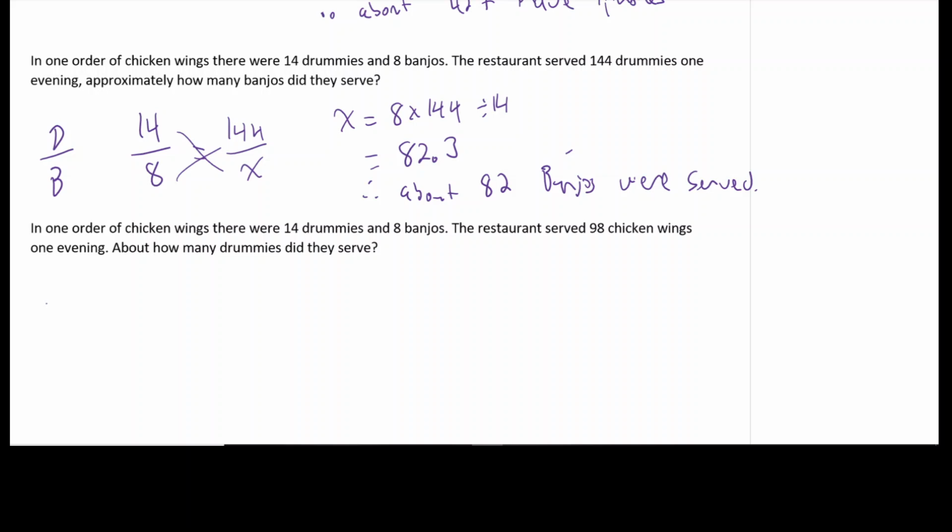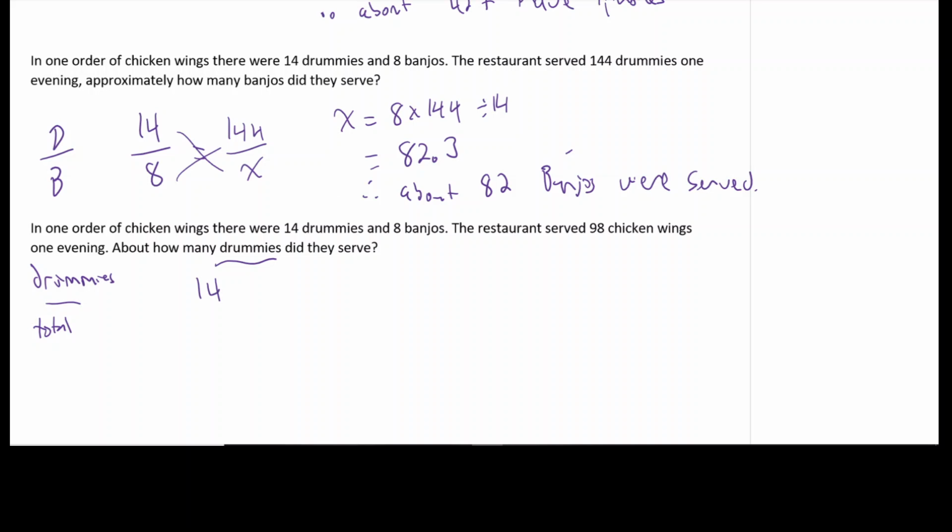So I always put total on the bottom because if we're going to do a percent at any point, you need the total on the bottom anyway. So I just always put the total on the bottom. Doesn't matter really. So we're going to make the ratio of total on the bottom. And since it's asking about drummies, we're going to put drummies on top.